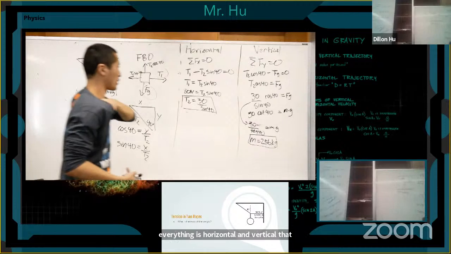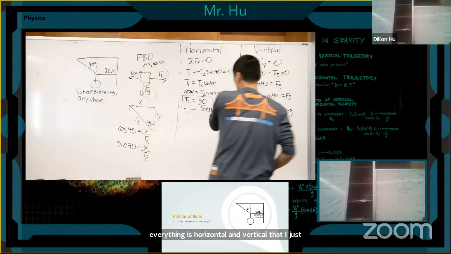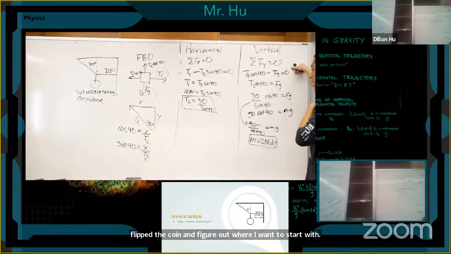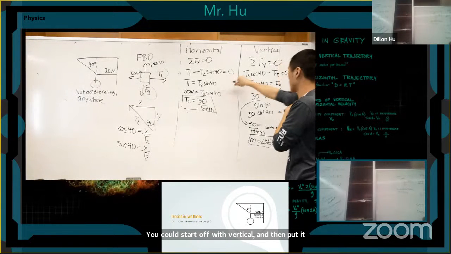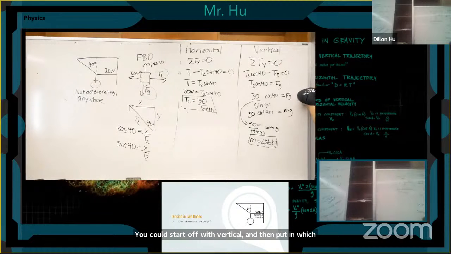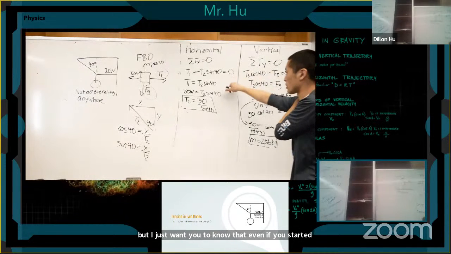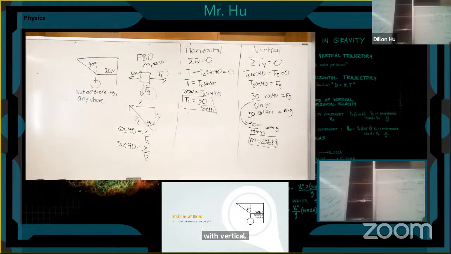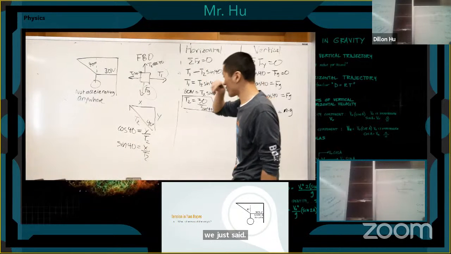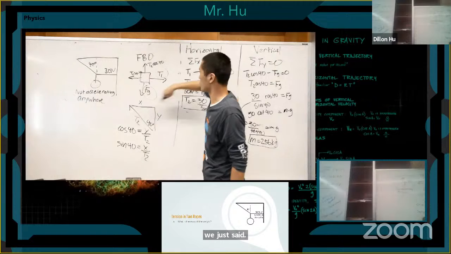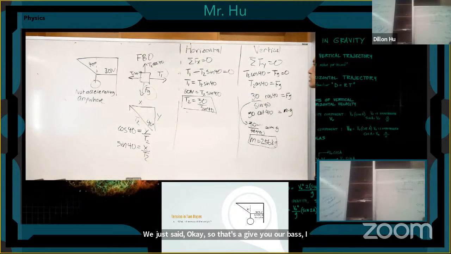Then I just flipped a coin to figure out where I wanted to start. You could start off with vertical, but in which case you would have to go to horizontal, and then come back to vertical. In this case, I think it would have been better to start with horizontal, which is what we did. But even if you started with vertical, went to horizontal, and back to vertical, you would still end up with the same result. So you don't necessarily know which one is better. Okay, so that should give you our mass. Once you have this decomposed into a free body diagram, I think the rest of it should be pretty doable.